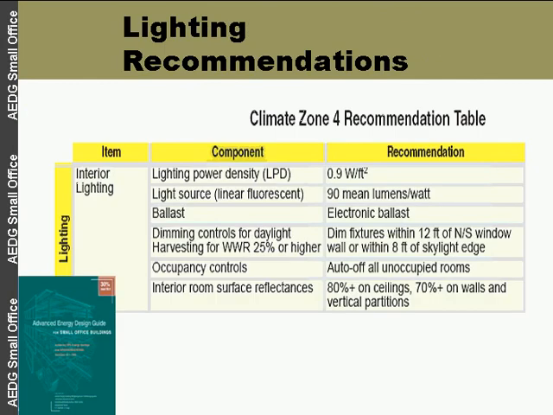So next slide, we see here's just a repeat of what we saw a few moments ago in the full table, but this just breaks down the lighting part of that table. We see that the power density, again, 0.9 watts per square foot. We didn't specifically say high performance lamps, even though we could have here, we said 90 mean lumens per watt.